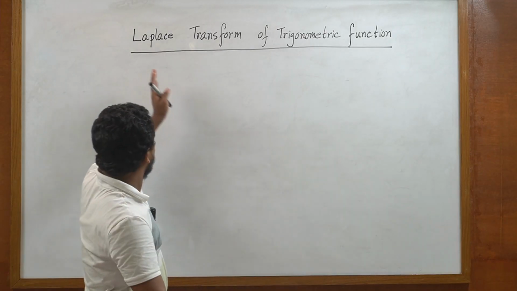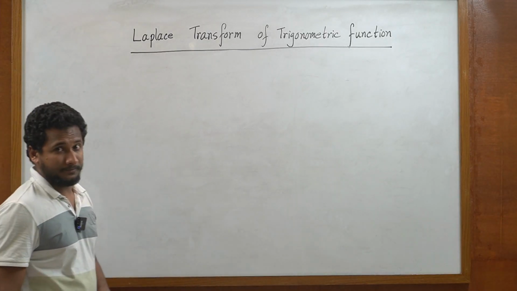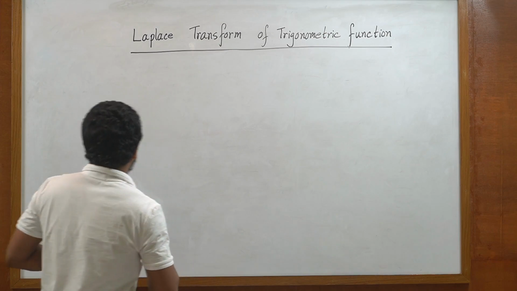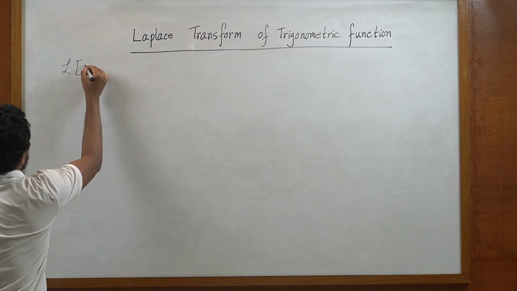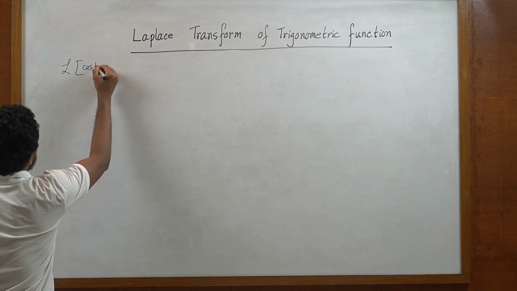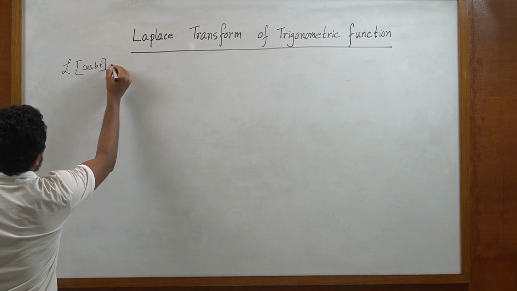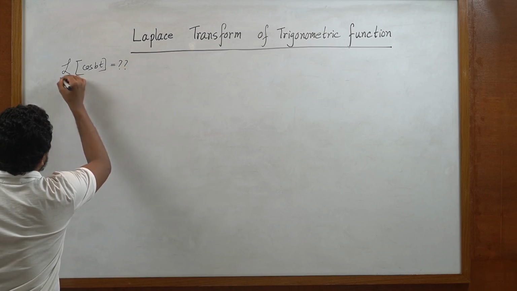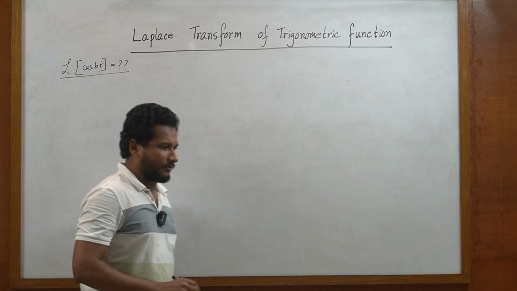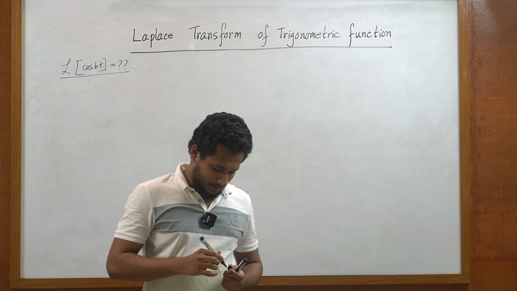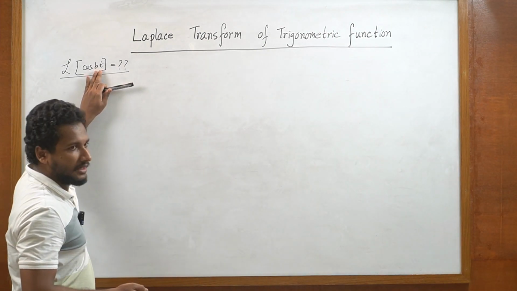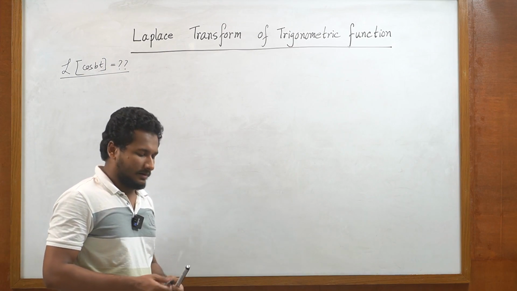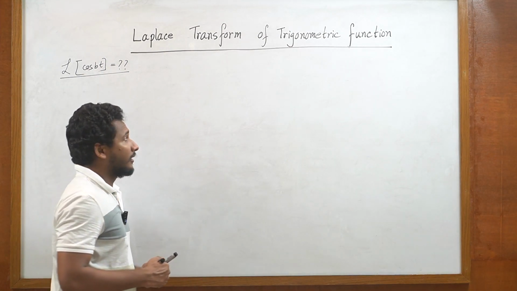Now we will go to the Laplace transform of trigonometric functions. Let us find the Laplace transform of cosine of bt. We will find the Laplace transform of the cos function, cos bt. It can be cos ct, cos beta t, cos alpha t, anything we can say.